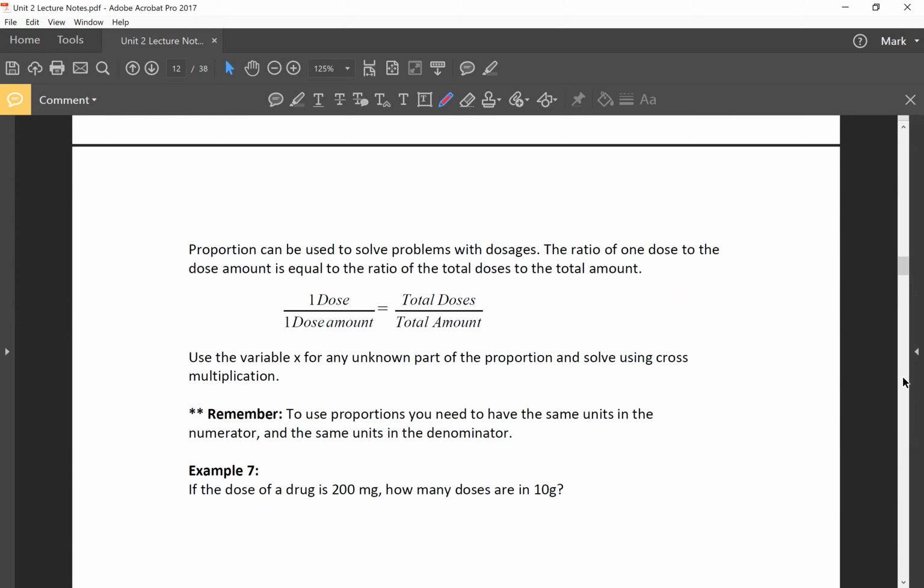Anyways, so proportions can be used to solve problems with dosages. That's a hard word to say. The ratio of one dose we can make equal to the total amount of doses for the total amount of chemical. Well, I'll talk about this ratio in a minute. We're going to do some practice here, but the idea is we can set these ratios equal. One dose is equal to one dose amount. So, what is one dose?